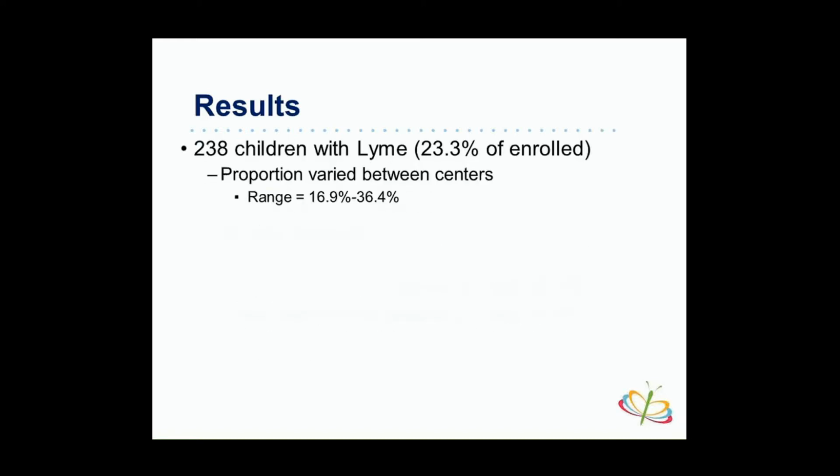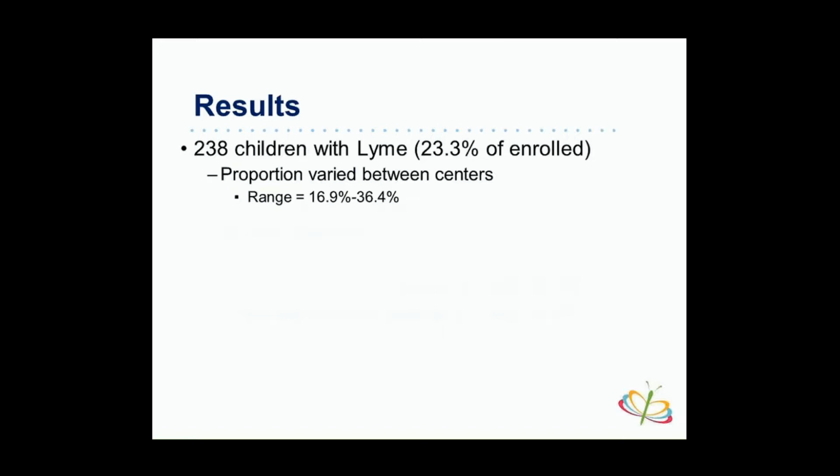So of the children enrolled, 238, or 23%, were diagnosed with Lyme disease. To note, the proportion diagnosed ranged between 16.9% and 36.4% between centers, so there was some variability depending on the site that they were located at.